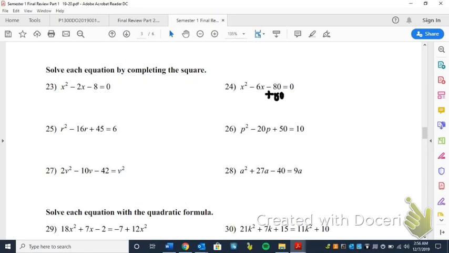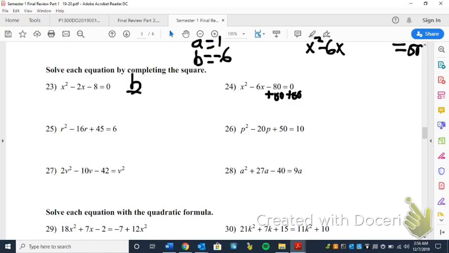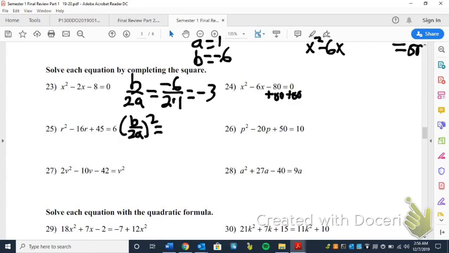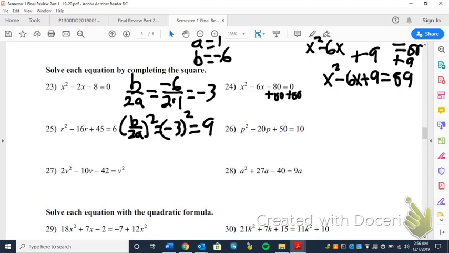24, same general idea. We add 80 to both sides. That gives me x squared minus 6x equals 80. b over 2a. So a equals 1, b equals negative 6. So b over 2a is going to be equal to negative 6 over 2 times 1, or negative 3. So b over 2a squared is negative 3 squared, or 9. And that means we're adding 9 to both sides. So now I have x squared minus 6x plus 9 equals 89.